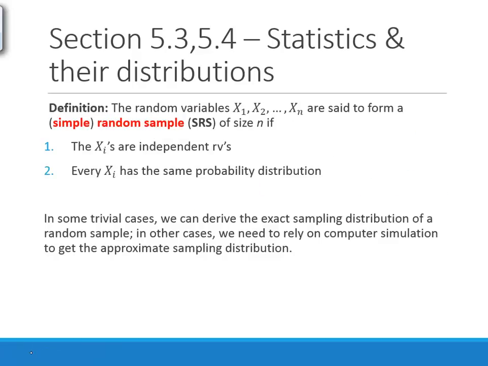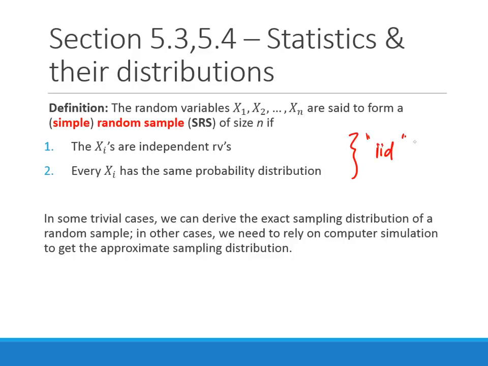So some assumptions that we're going to make when we're looking at these things. These are assumptions that allow us to calculate these things. Is the setup as given here. So I have x1, x2 all the way up to xn random variables, and we're going to say that they form a simple random sample, or just a random sample, if two things hold: if they're all independent and if they all have the same probability distribution. So this might sound like the IID thing that we saw before.